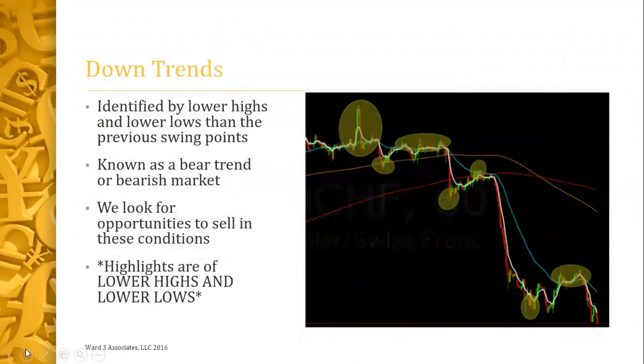Downtrends are basically vice versa. They're identified by the lower highs and lower lows in the previous swing points. They're known as a bear trend or a bearish market. And basically all we're looking for in a bearish market is opportunities for sell. Okay, and again, these blips highlight the swing areas or the swing points. So here's the ultimate high.